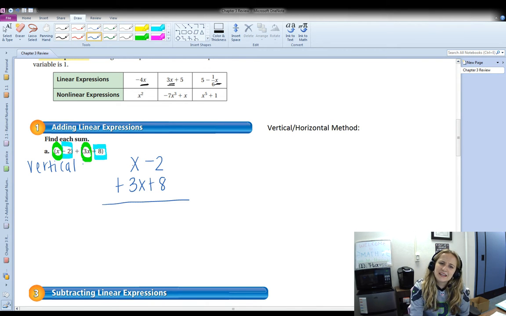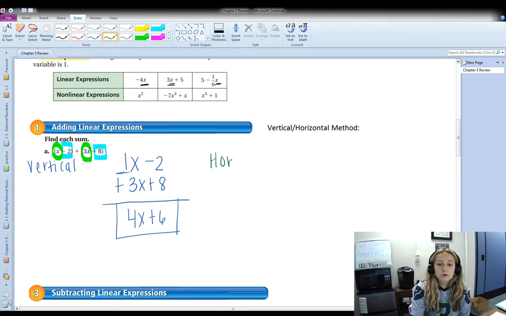If you have a variable and there's no number in front of it, there's no coefficient, what can we assume that coefficient is? Well, we can assume it is a 1, okay? And remember, when we're adding those together, it's essentially going to be 1 plus 3, and then you attach your x at the end. So that's going to give me 4x, and then negative 2 plus 8 is going to give me a positive 6. So that is the vertical method, all right?